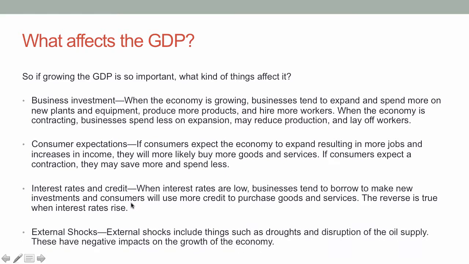And finally, there's just things that happen, external shocks: a drought, a disruption of the oil supply, a hurricane, things like that that negatively impact the economy. If there's a drought in California and they're not able to produce all the fruits and vegetables that they normally do, that raises the prices, which makes things more expensive, which means people don't buy as much, and it just affects the overall economy.